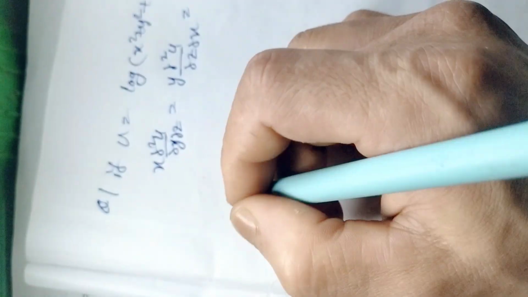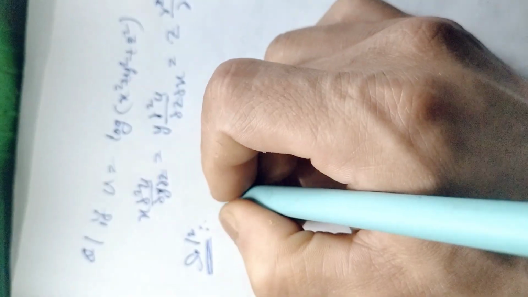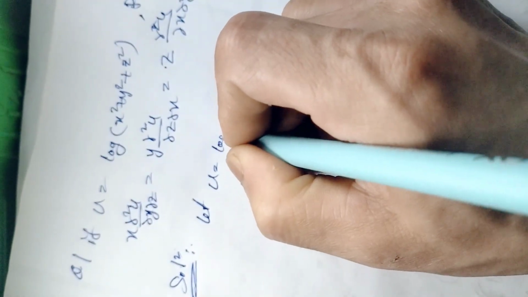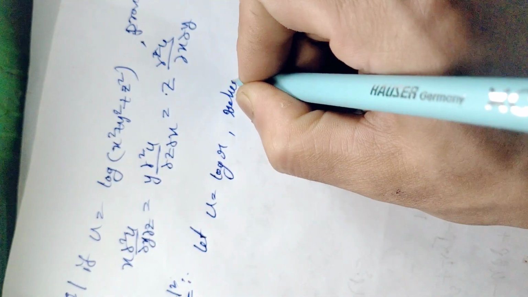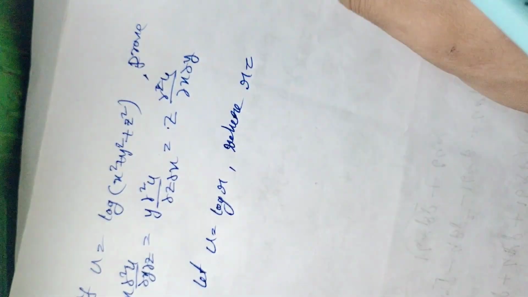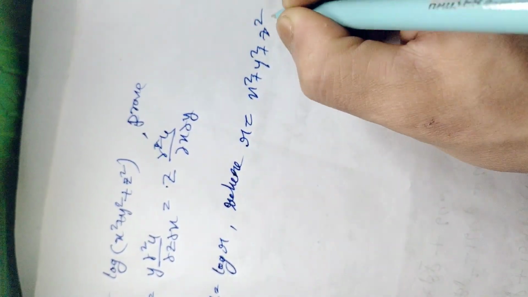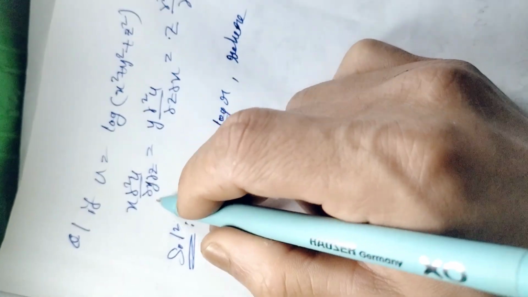Now let's approach. Here we have the solution. Let u is equal to log of r, where r implies x square plus y square plus z square. Now we have to find first this one.